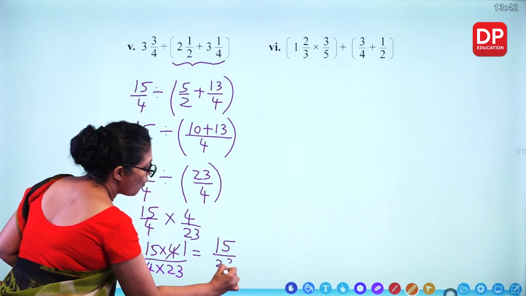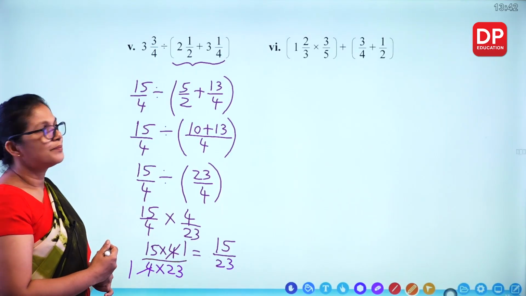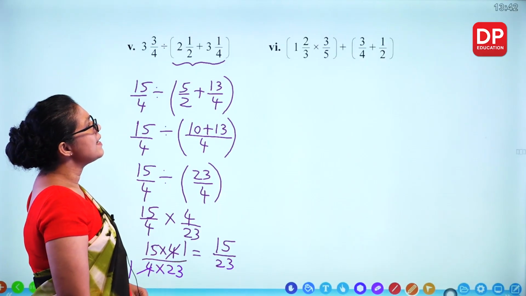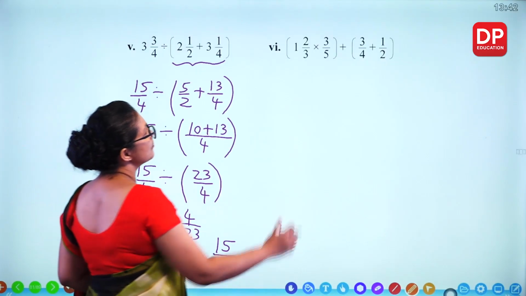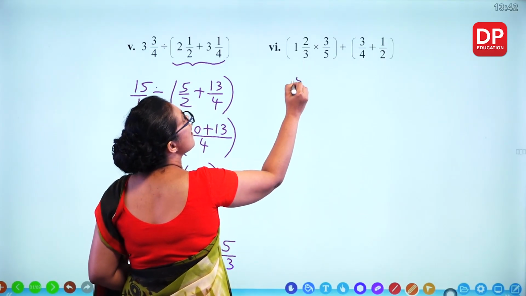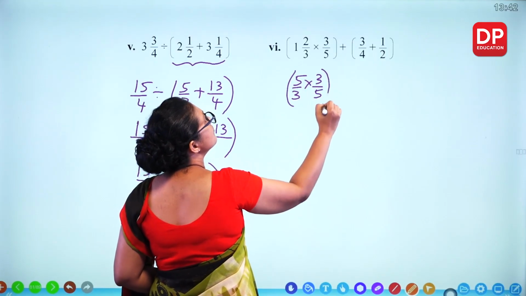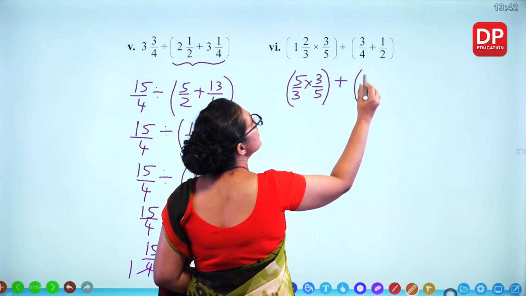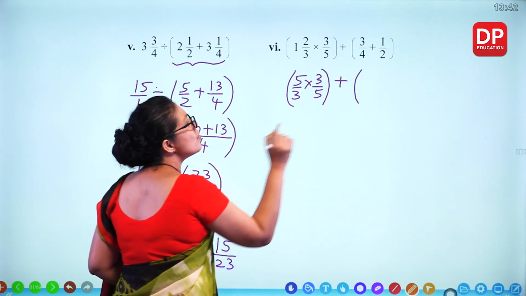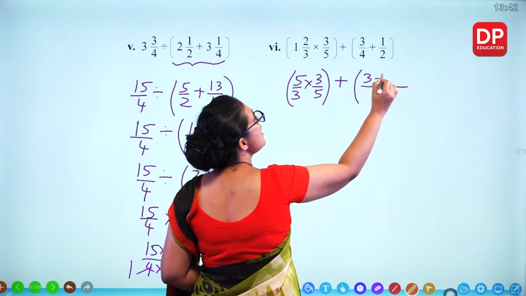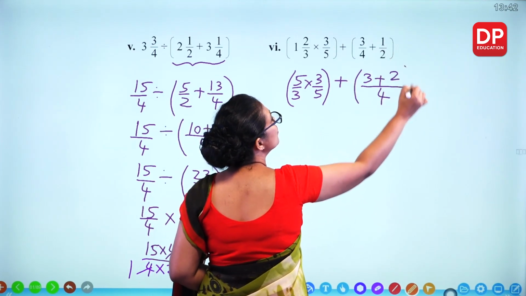15 over 23. Now you get 2 brackets. So do separately and then do addition. 5 over 3 multiplied by 3 over 5, plus 4 and 2, lowest common multiple is 4. So you get 3 plus 2 times 1, 2.